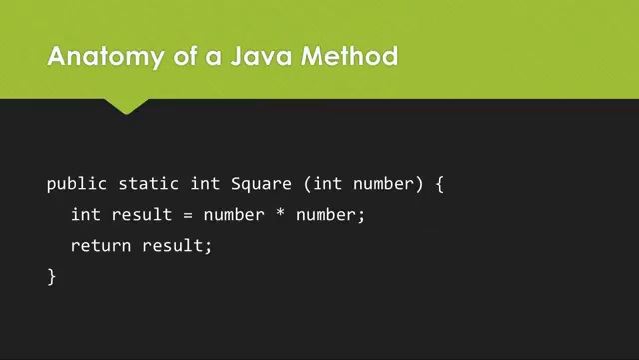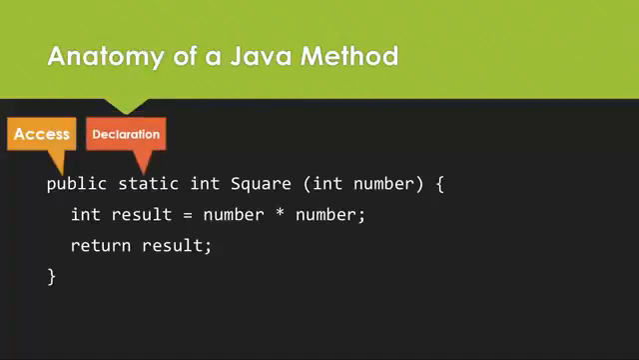So let's talk about the pieces and parts of a typical Java method. The method you're looking at right here is defined as square, and it takes in a number of type integer. And then it does some work and returns a result. The word public is what's called the access modifier of the method. Usually methods are either public or private. Public methods of a class are accessible through the object. Private methods of a class are only available inside the class itself.